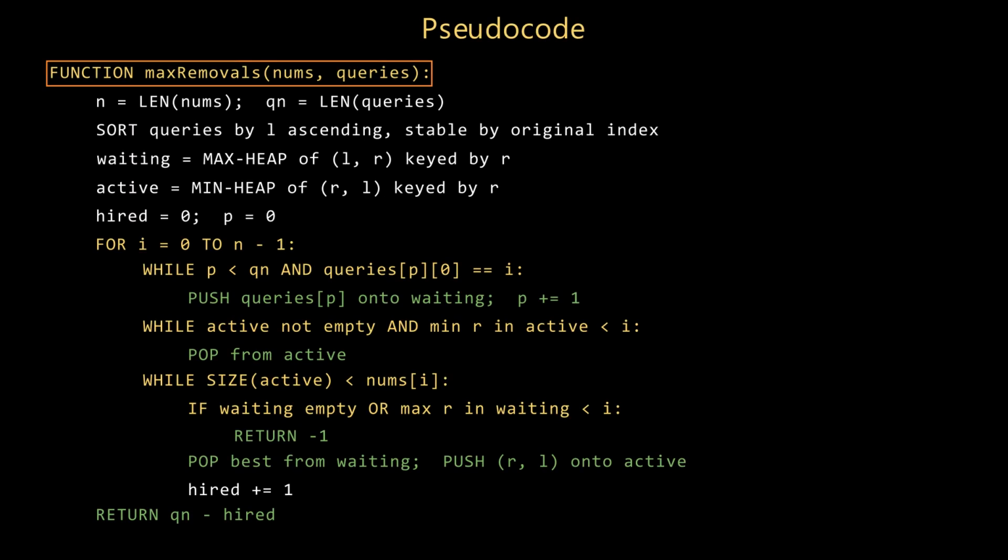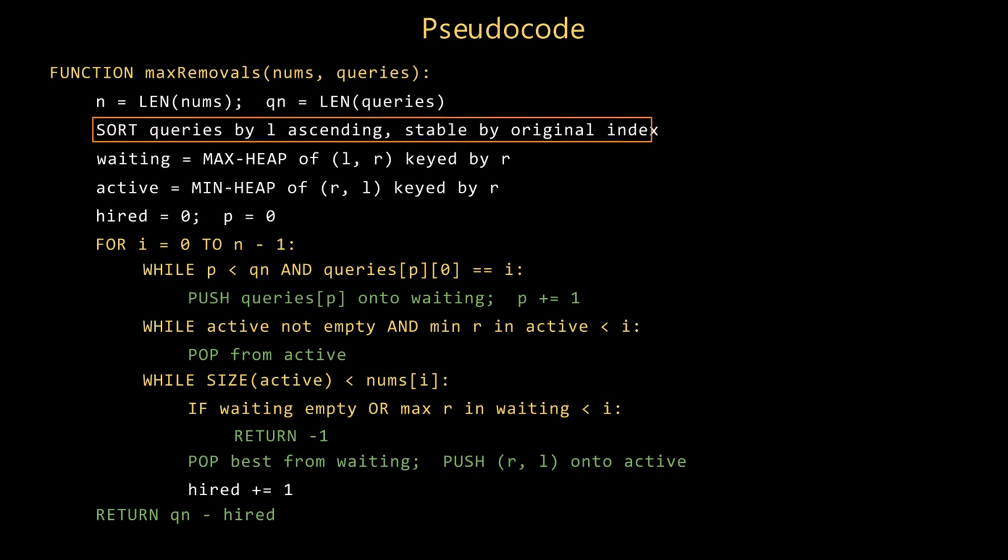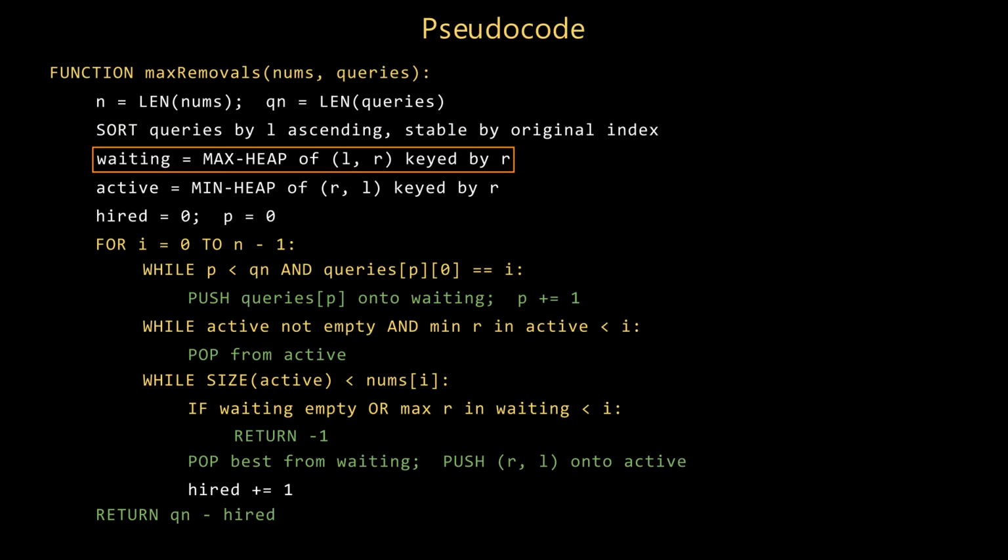Greedy left-to-right sweep, queries sorted by L, a max heap by R holds candidates, a min heap by R holds active intervals, hire until column I has enough coverage or fail. Function max removals takes nums and queries. Let n be the length of nums and qn the number of queries. Sort all queries by left endpoint L, breaking ties by original order. Waiting is a max heap of intervals ordered by right endpoint R. Active is a min heap of pairs R, L ordered by R. Set hired to 0 and pointer p to 0.